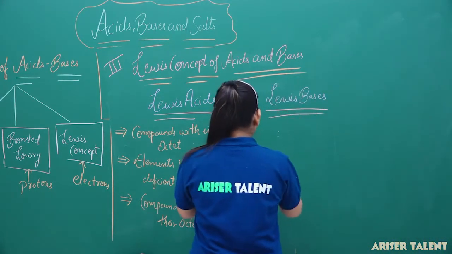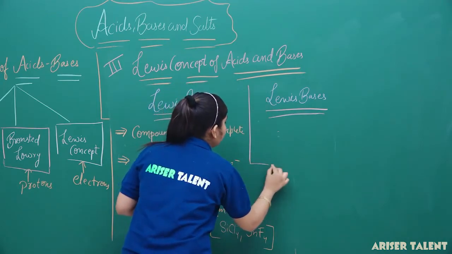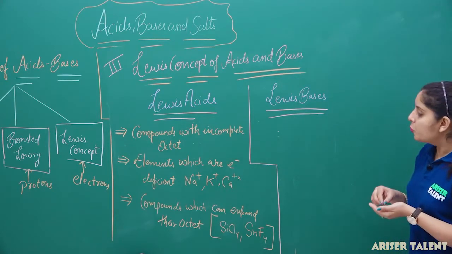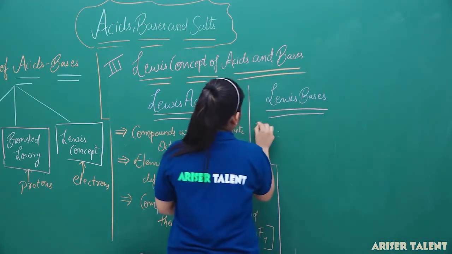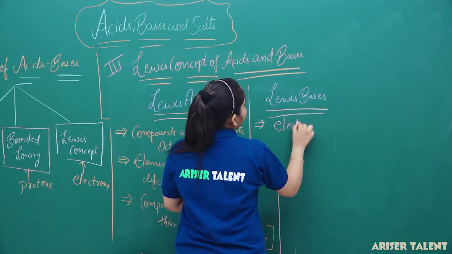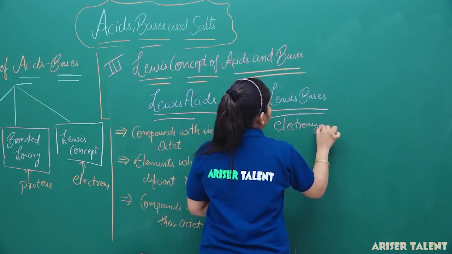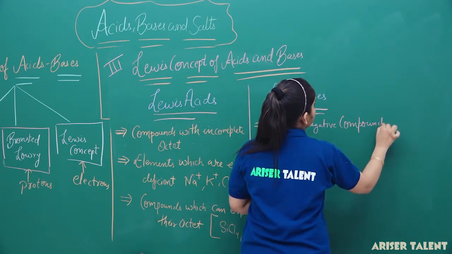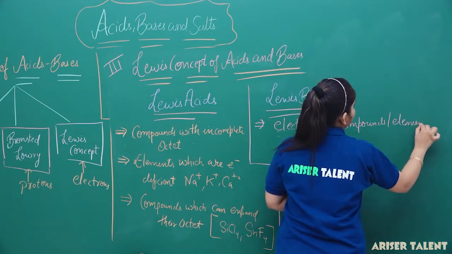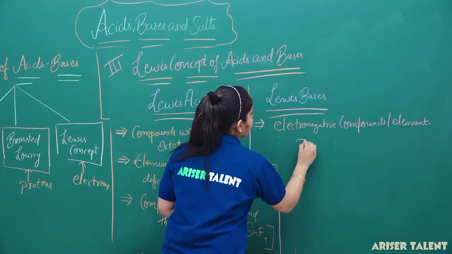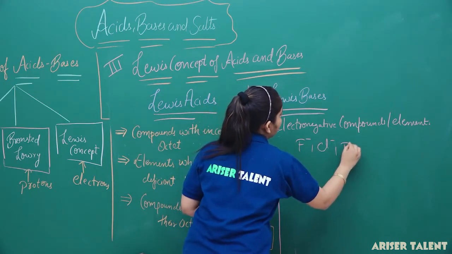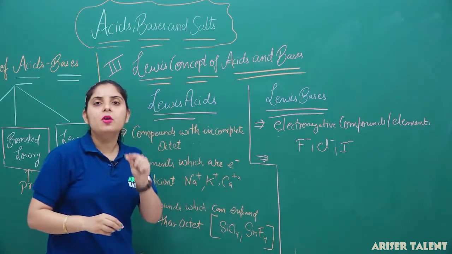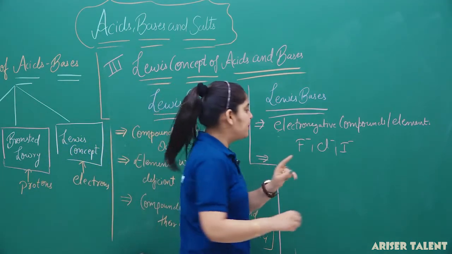Now we are considering our next category, which compounds act as a Lewis base. The compounds which can act as a Lewis base are electronegative compounds or elements, like F-, Cl-, I-. Also, the compounds which have a lone pair of electrons will act as a Lewis base.